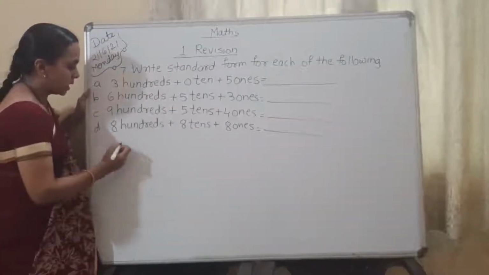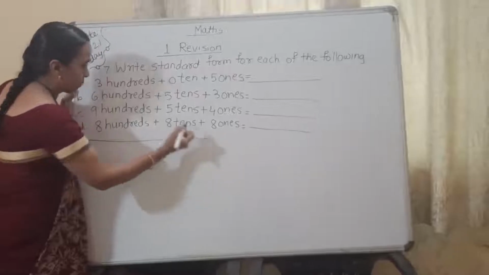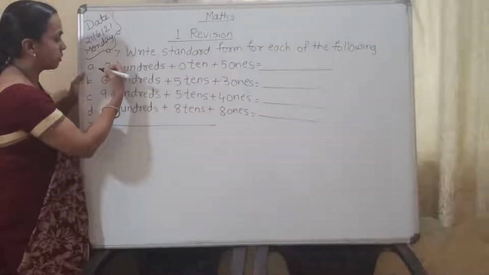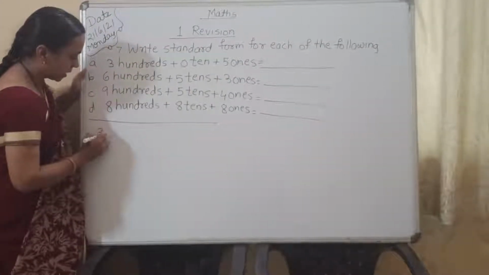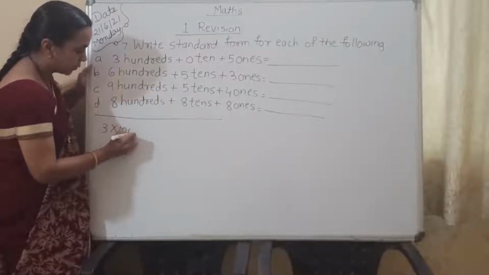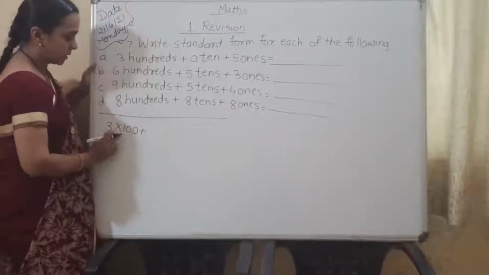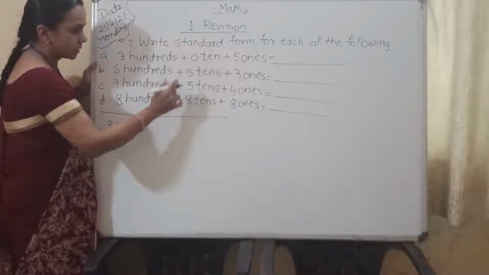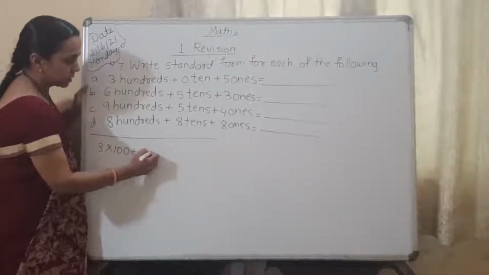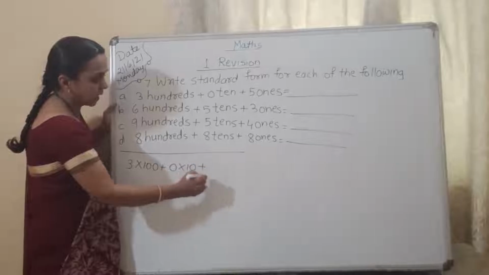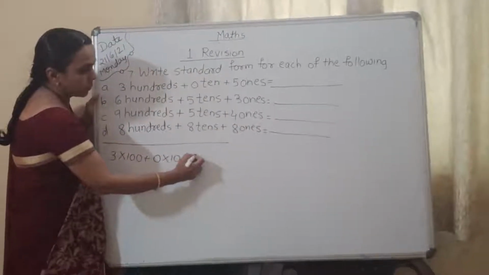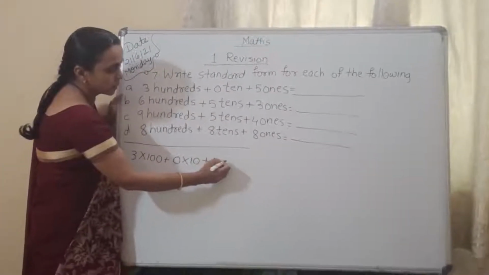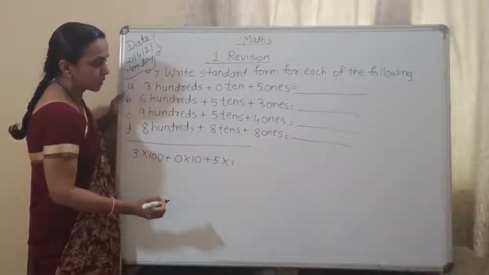How can we solve it? See now. First, say what is given here. 3 hundreds: 3 multiplied by 100 means 300. Plus 0 tens: 0 tens means 0 multiplied by 10. Plus what is given? 5 ones. 5 ones means 5 multiplied by 1.